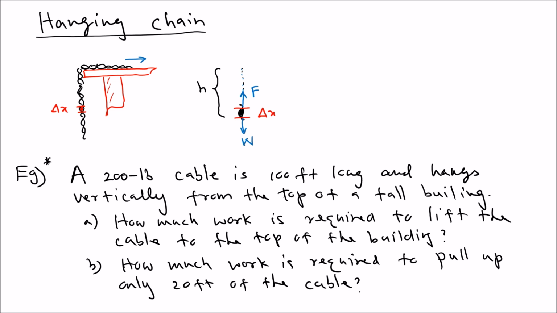Now a good idea would be to draw the situation. So we can start drawing. There's a vertical building, and there's a cable. For theoretical purposes, let's say that's the top, and that's the cable.